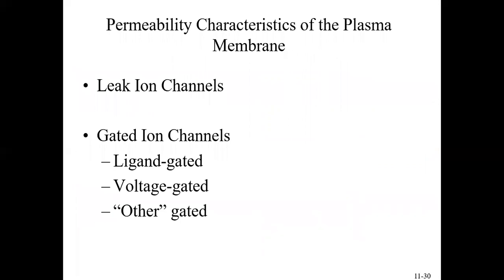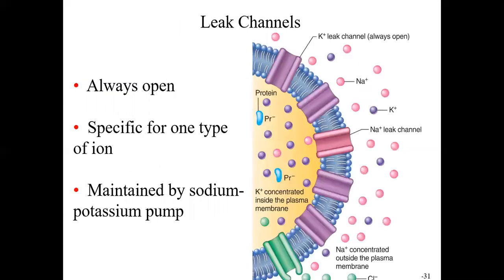Now, to help generate those action potentials, you have to have different types of channels in the membrane, and this is very similar to what we saw in muscle cell physiology. You've got different types of channels. We'll kind of review these. You have leak channels, and then some of them are gated channels. If they're gated, they can either be ligand gated, voltage gated, or some other types of mechanical gated situations. So let's review some of these.